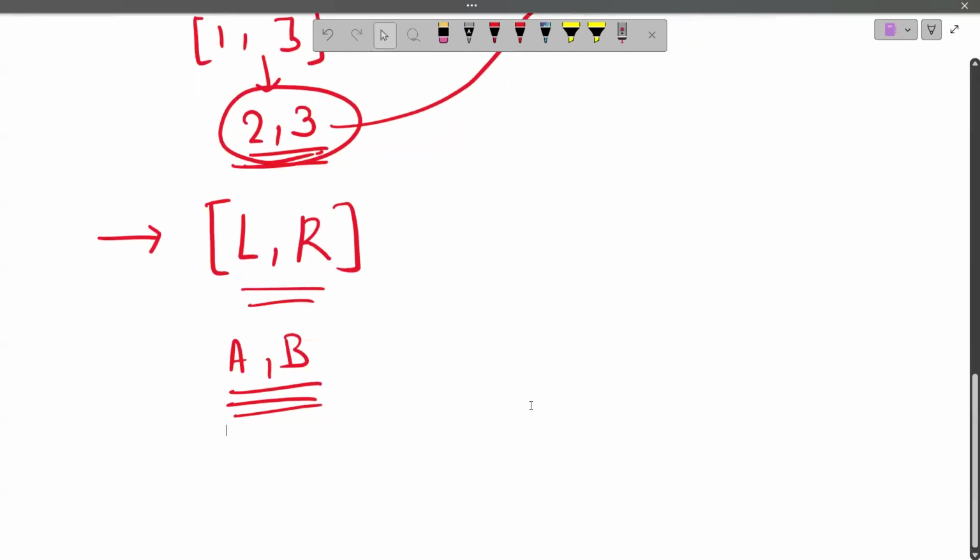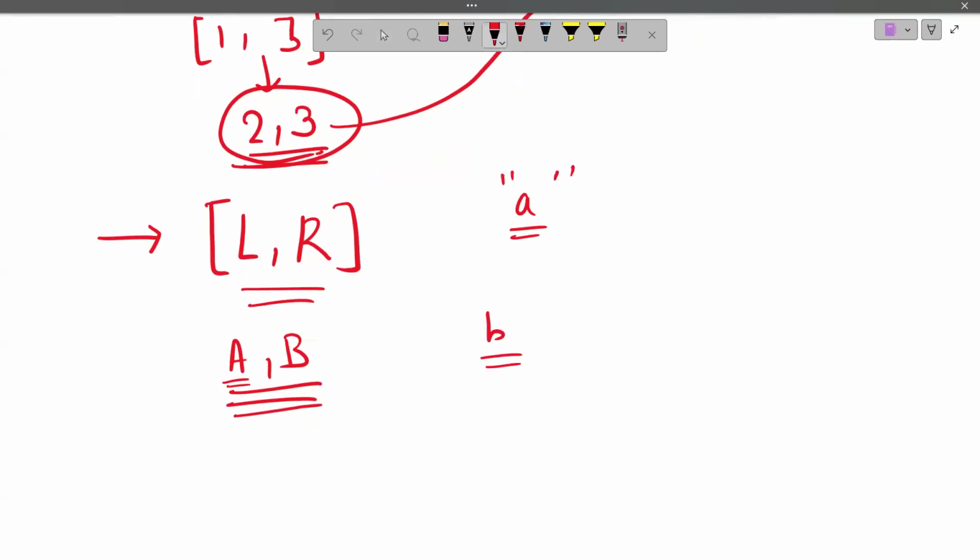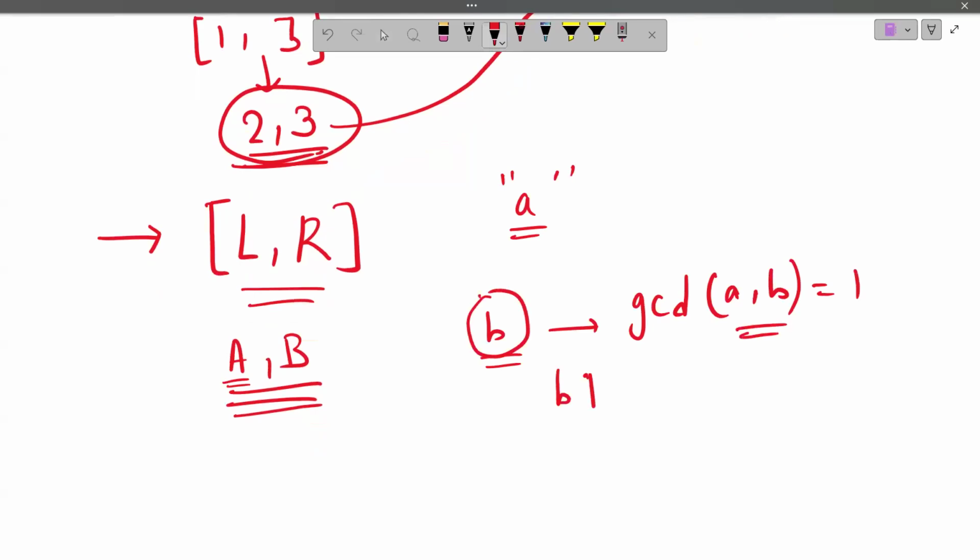Now I thought, okay, why not fix A? Why not fix A and then think what values of B I can get. Suppose I fix some A, and then I have to find a value of B such that the GCD of A and B is 1, right? I have to find two coprime integers A and B. And I have to take B as large as possible, because only then will the distance be maximized.